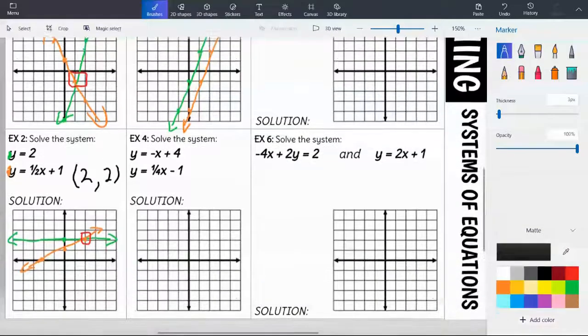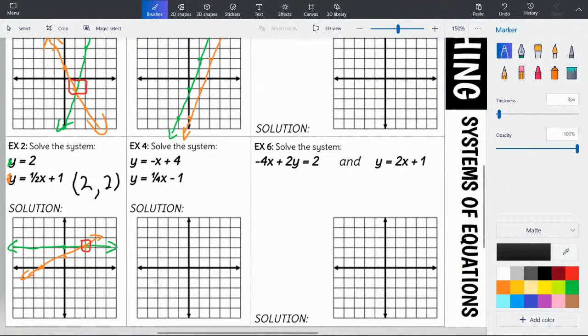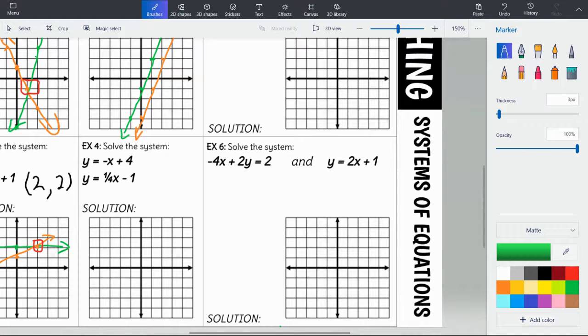All right, example 4. I want you to pause the video and try this one yourself. When you're ready, unpause it and check it. Okay, now that you've tried it yourself, let's make this the green line and this the orange line. It doesn't matter what color you use, by the way. I just happened to choose green and orange.